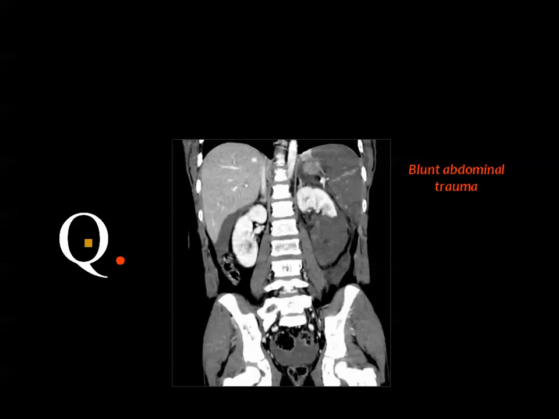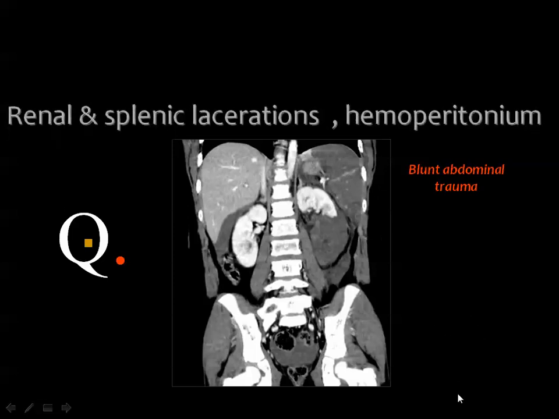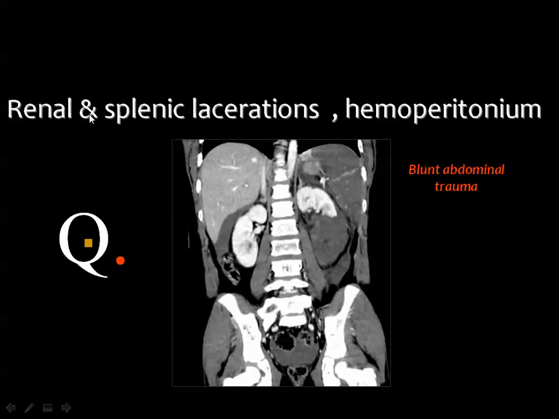Yes, there is blunt abdominal trauma with significant laceration of the lower part of the left kidney and fluid in the peritoneal cavity, diagnostic of hemoperitoneum. And if this is the spleen, it will be also affected, and I am not sure about this. But this is renal and splenic lacerations with hemoperitoneum.